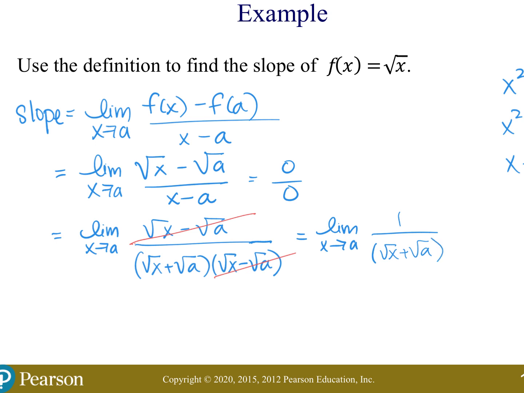Then I can plug in a, and I won't get 0 over 0. I will get 1 over the square root of a plus the square root of a. And when you add two things together that are identical, you get 2 of them. So the answer is 1 over 2 times the square root of a. This is an expression for the slope along a curve. I didn't use any numbers, I just used all letters, and it still worked out fine.